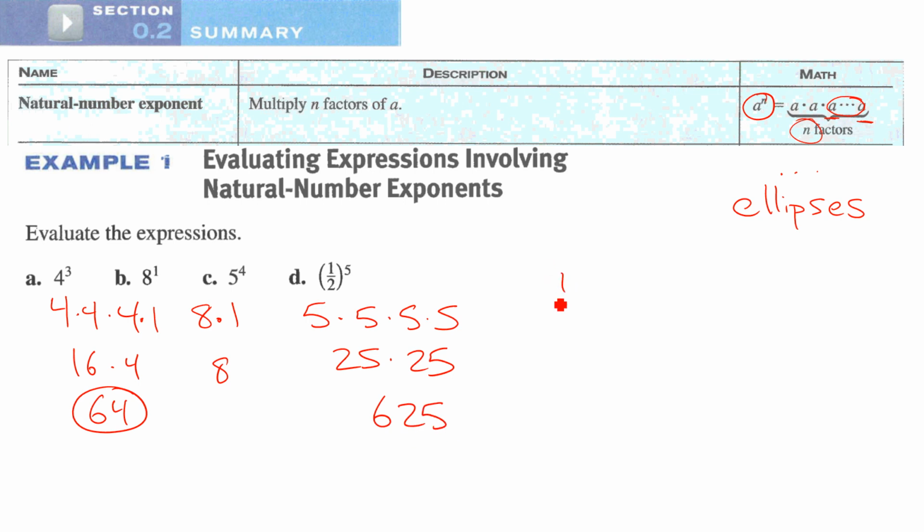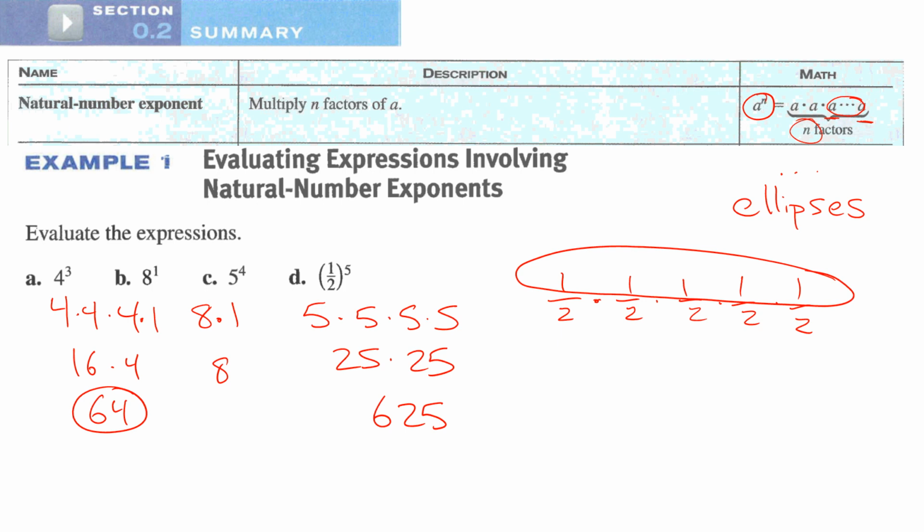And then 1/2 to the fifth is 1/2 times itself 5 times. And the nice thing about this is that you're going to multiply all the numerators together. So what's 1 times 1 times 1 times 1 times 1? 1. And what's 2 times 2? 4 times 2 is 8, times 2 is 16, times 2 is 32. So 1/32.